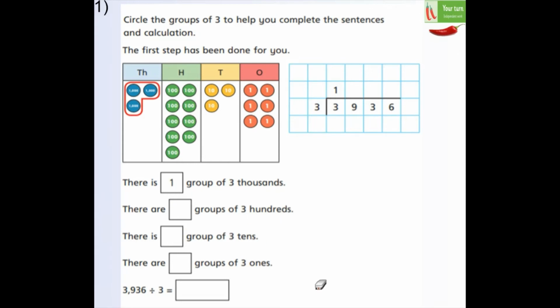There is how many groups of 3 tens? So how many groups of 3 are there? And then there are how many groups of 3 ones. If you prefer, you've also got the bus stop method alongside, so you can have a go, so if you get the same answer for both of these activities. Pause the video now if you are Chilli 1 today, and once you finish that, I'm going to show you the second question of Chilli 1.